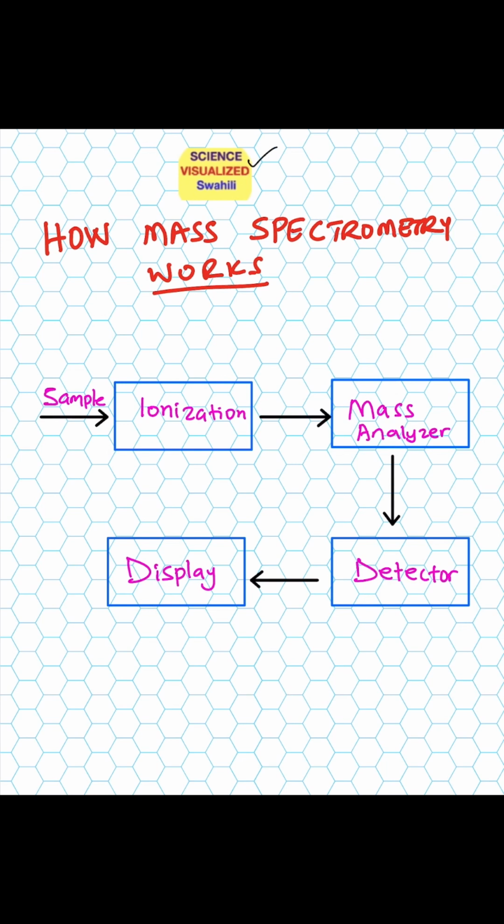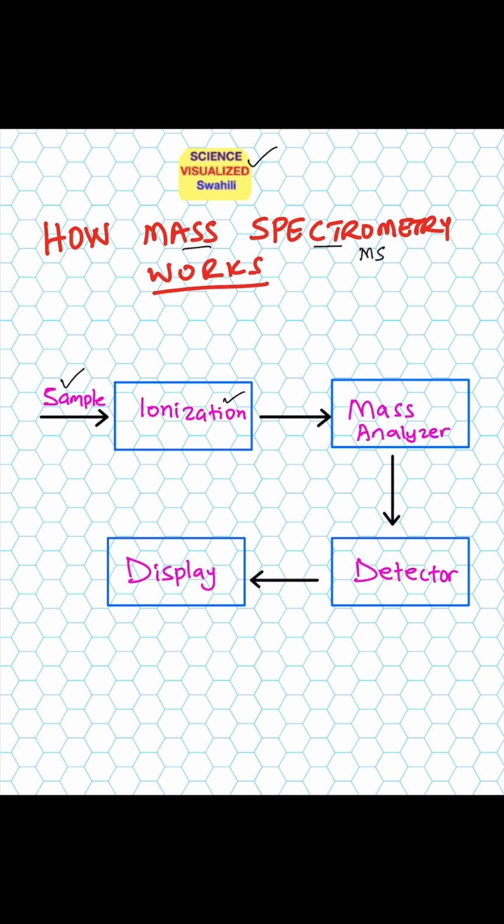Today we're looking at how mass spectrometry, abbreviated as MS, works. First, you start by injecting a sample which goes straight into the ionization chamber. That's where it's heated and vaporized.